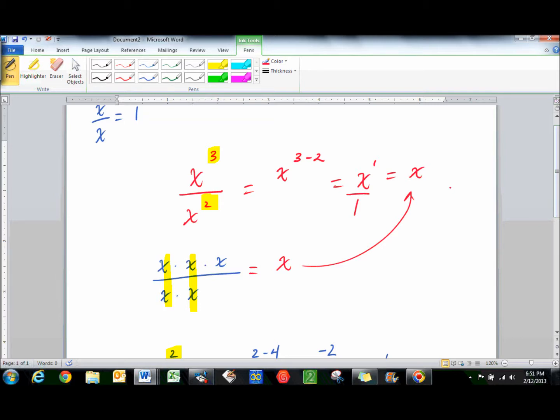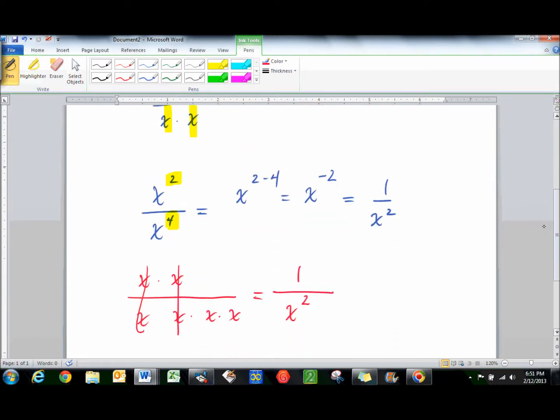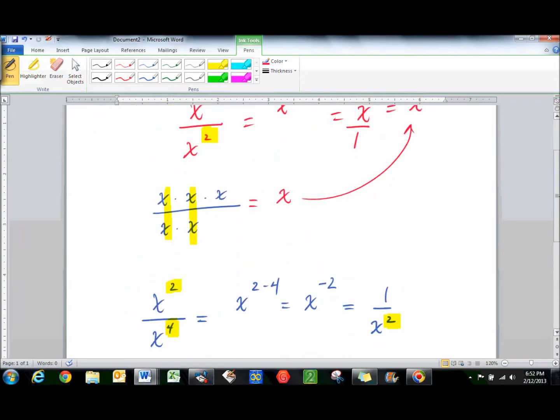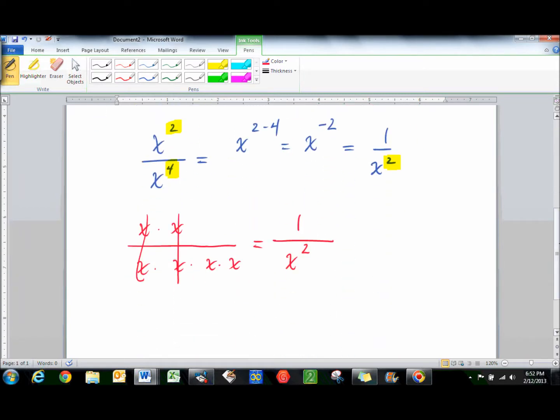Now it's an understood 1, so we don't actually write that in the final answer. However, in the bottom, the larger value is in the denominator, and so the extra x variables are left in the denominator. However, the 1 in the numerator is important to write. So that's maybe a quick and easy shortcut or a way for you to remember that particular property.